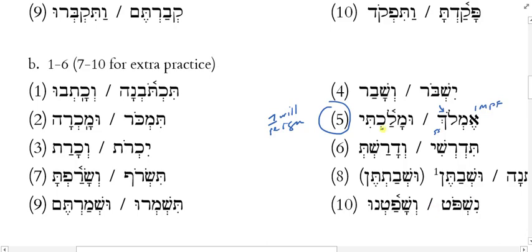So emloch. Then I can also say I will reign by using a veqatal or a WCP form. And here I have to use the perfect conjugation pattern, the suffix conjugation. One I is 1CS, so I'm going to use ti on the end. So malachti, but then I have to make sure I put a vav in front of it. Vemalachti. Why did I not say vemalachti here? Well, because mem is what kind of consonant?